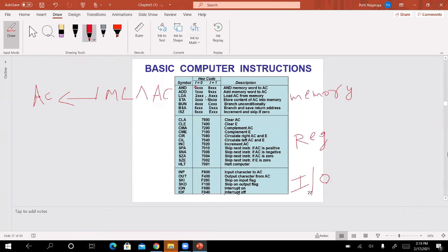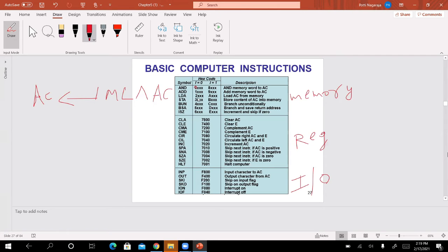And similarly the next instruction, 1 triple X. What is the operation that you are doing? Add. Addition operation. In the memory location, whatever is there, you add it with the accumulator and store that result in the accumulator. Okay.